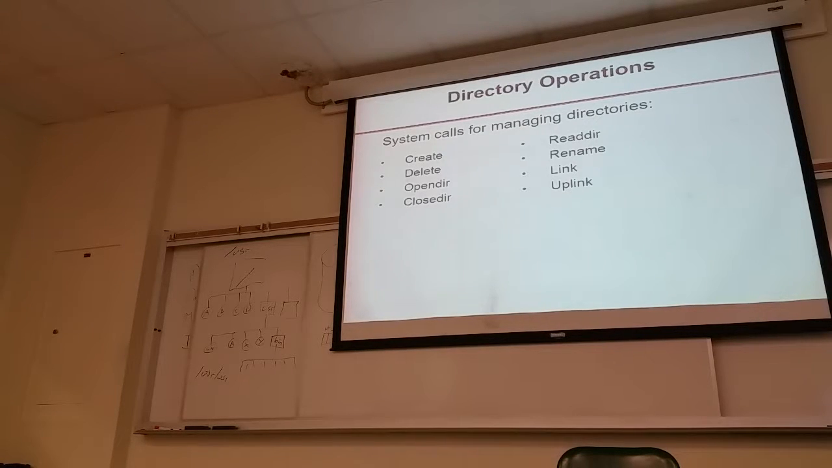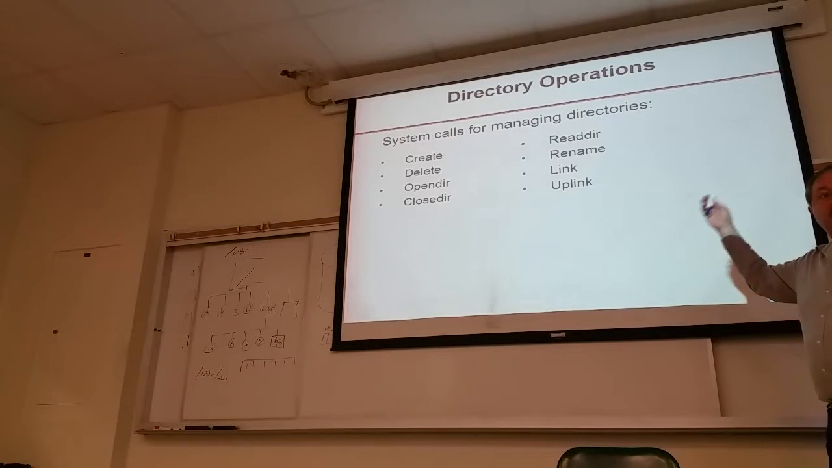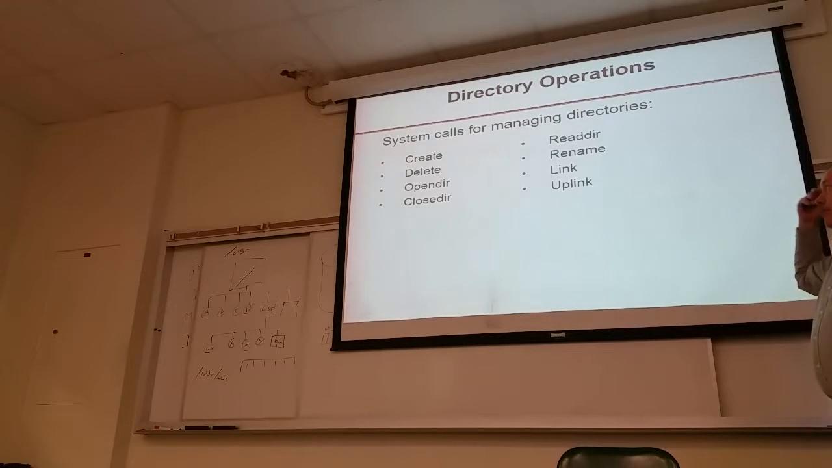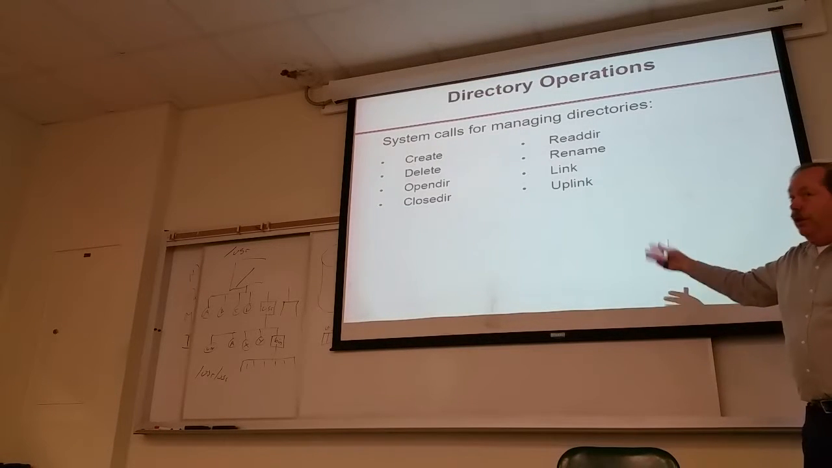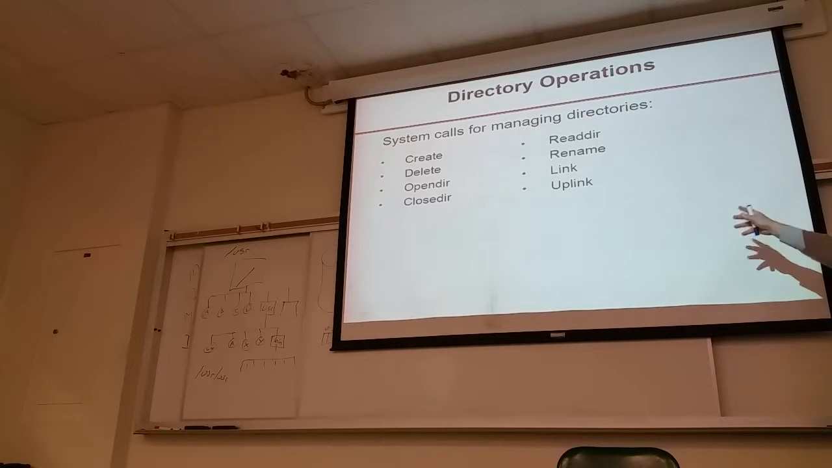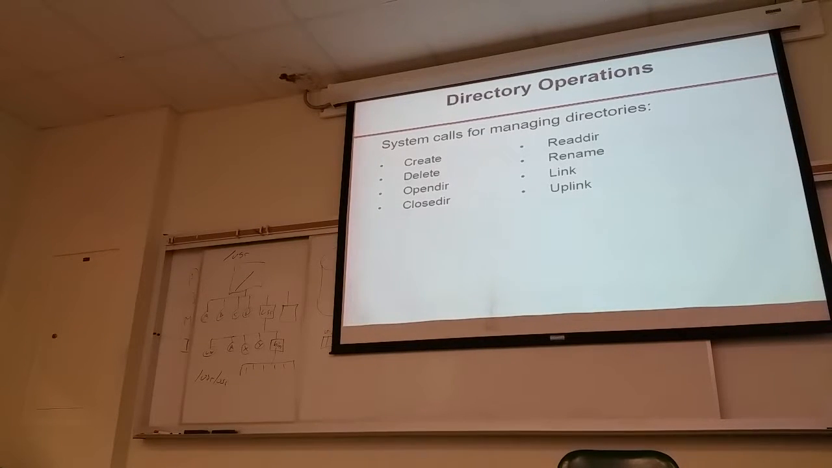Okay, so for the directory type file, since we've introduced it, what system calls do I need for a directory file? Well, I need to be able to create one. I need to be able to delete one. I need to be able to open a directory and close a directory. I need to be able to read the directory. I need to be able to rename, link, and unlink. Okay? Those are the system calls that I need for directories, because I'm going to be able to create, delete, read, open, close, just all those things you just said here. So what's unlink? I'm going to save that for a little later.